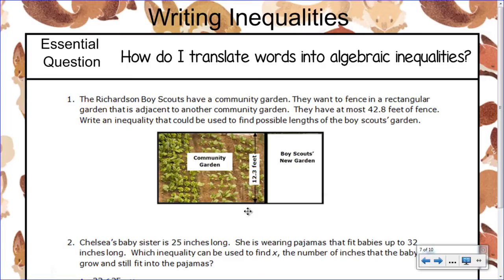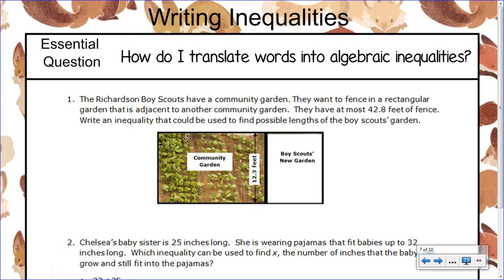Yesterday, we wrote expressions and equations from words, so now we're going to do the same thing, but only with inequalities. And so that means that all of our mathematical statements that we write down are going to have less than or greater than symbols of some sort in them.